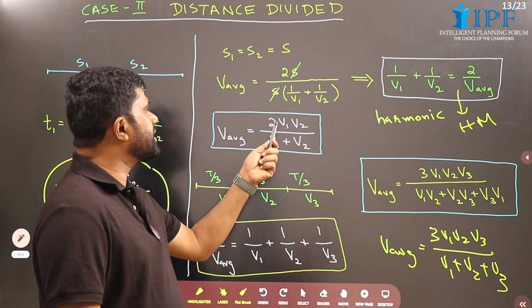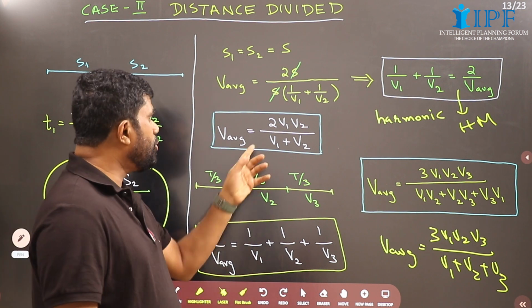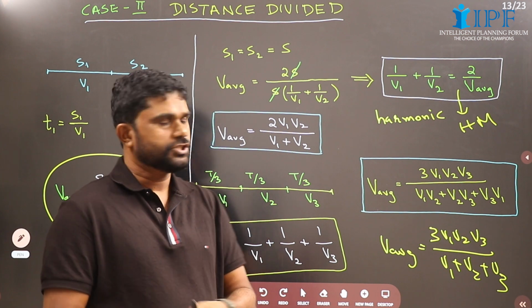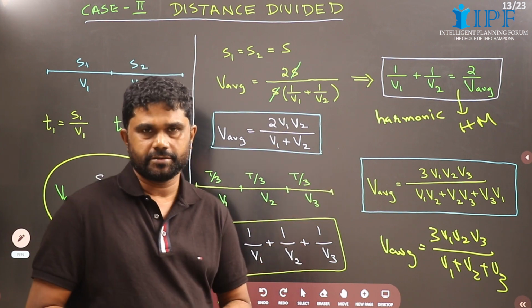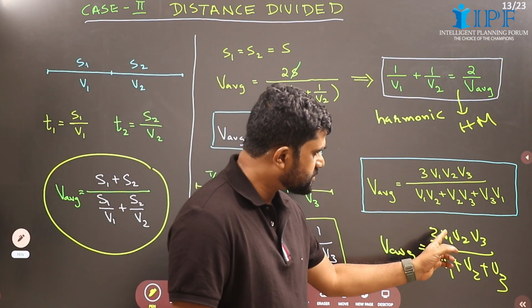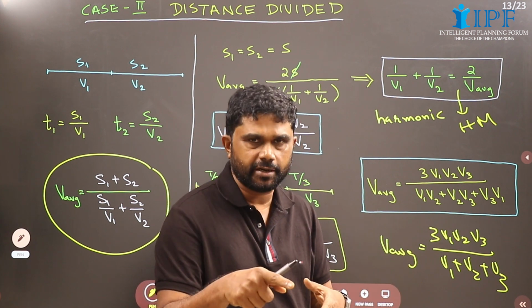In the numerator here, this is speed into speed, meaning speed square. In the denominator, speed plus speed will be speed only. So speed square by speed will have the dimensions of speed. So it is dimensionally correct. Here, if you write speed into speed into speed, it will be speed cube in the numerator.